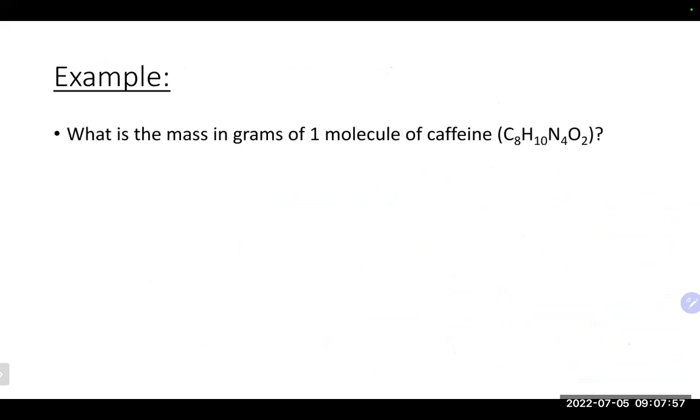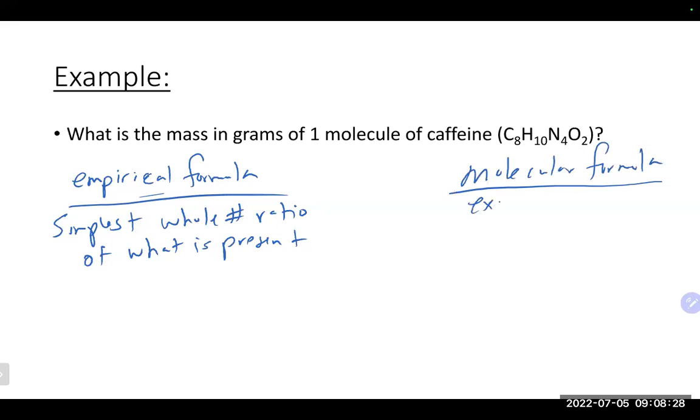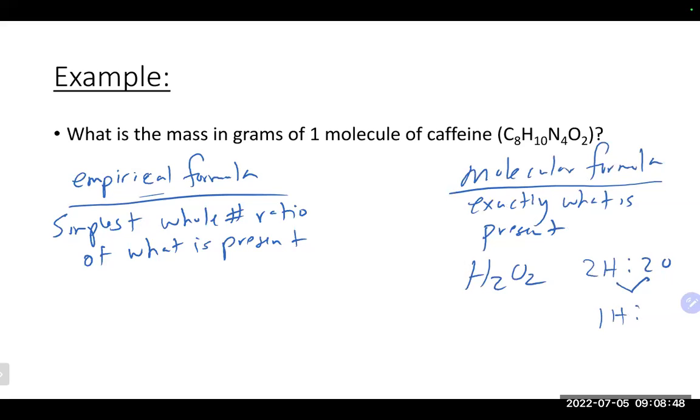And a reminder that the empirical formula is the simplest whole number ratio of what is present. And that is different than the molecular formula. Molecular formula tells us exactly what is present. So for example, if we had something like hydrogen peroxide, H2O2, which is the molecular formula, that is 2 hydrogens for 2 oxygens. That is basically the same thing as saying 1 hydrogen for 1 oxygen, which would give us an empirical formula of HO.